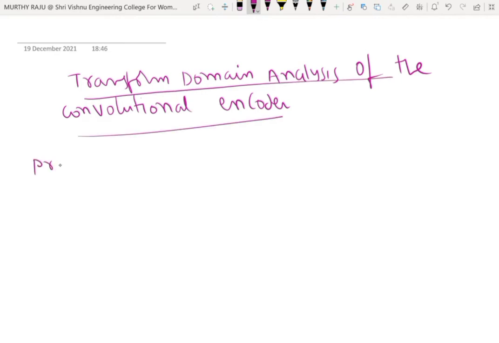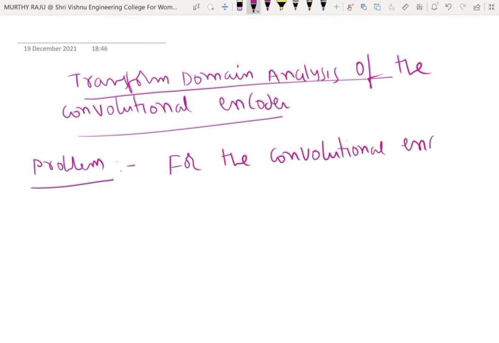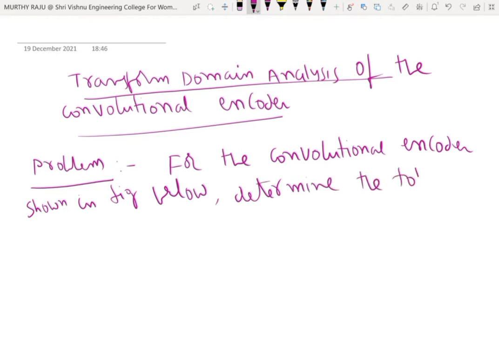Problem. For the convolutional encoder shown in the figure below, determine the following.